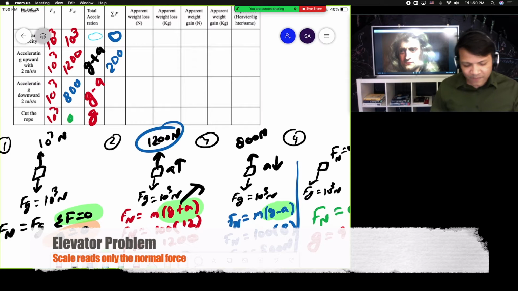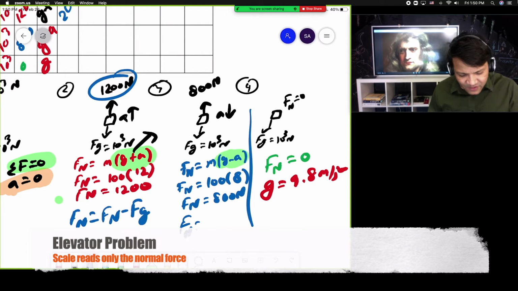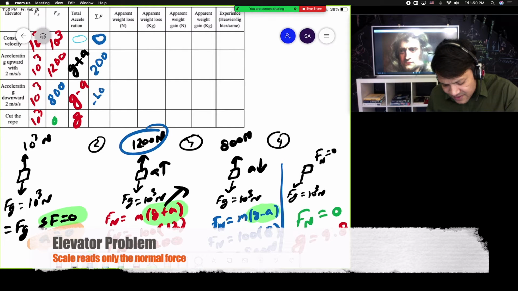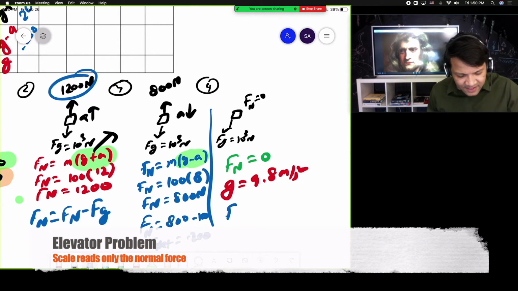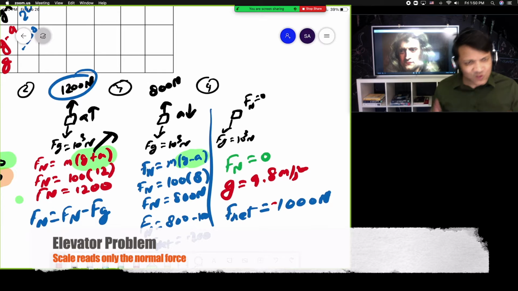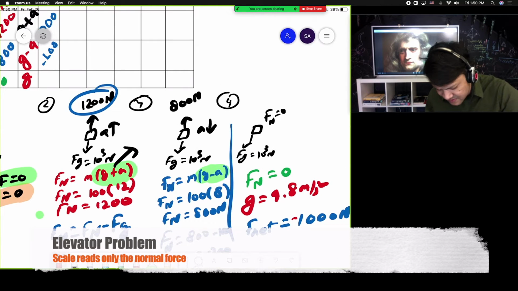Now let's see the net force over here. Net force over here is negative 200. Why? Because the normal force is 800 and the weight is 1000. So net force is negative 200. A negative 200 doesn't mean something is wrong. It means acceleration is downward. So what is the net force over here? Net force is 1000 Newton, and make sure you put negative. Negative 1000 Newton means nothing is wrong. It only means that acceleration is 9.8 downward. Okay, so that's what it means.